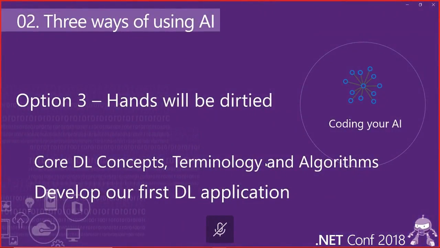Okay, and these are the first two ways of using AI, but we are not really developing AI, we are just using it. So if you want to dig deeper, get our hands dirty and write our own artificial intelligence code, we have to go through some process. First of all, we have to understand the core concepts, terminology and algorithms of artificial intelligence, so that then we can develop our first deep learning application.